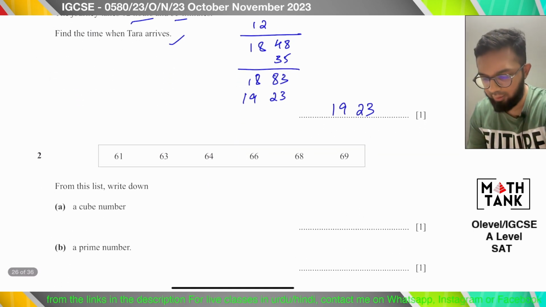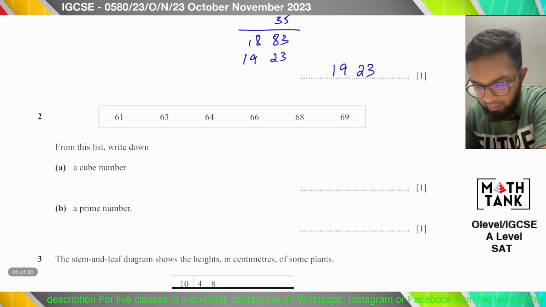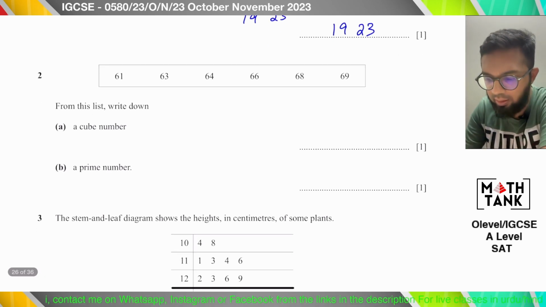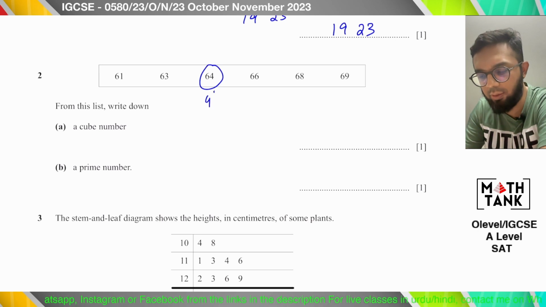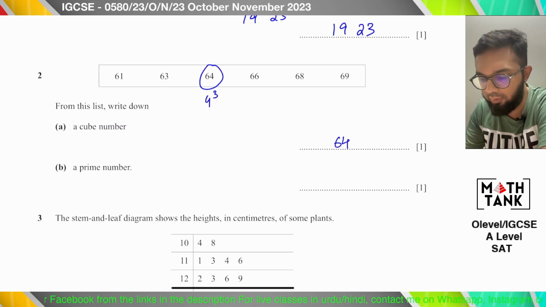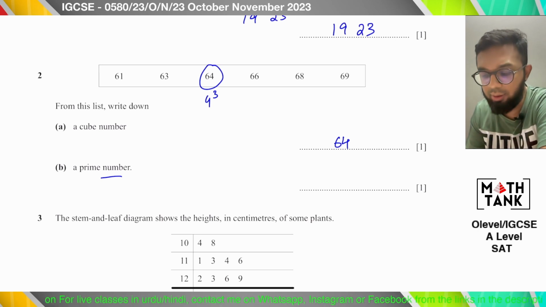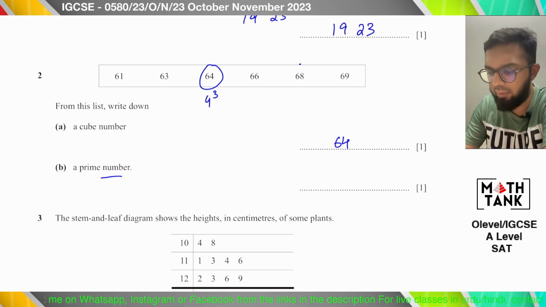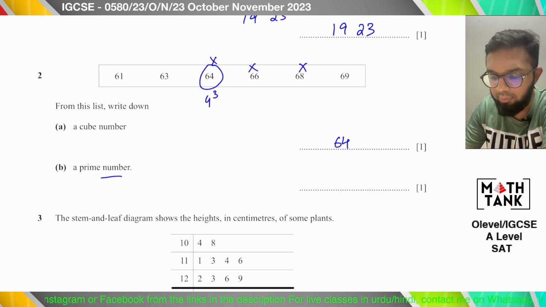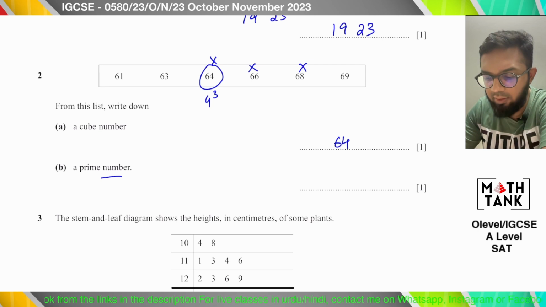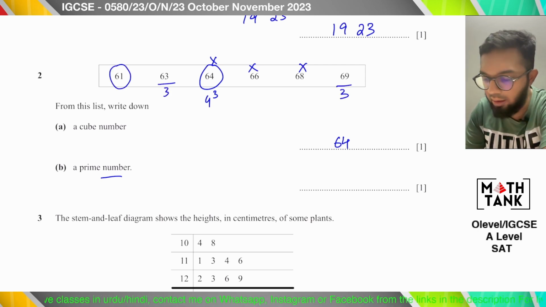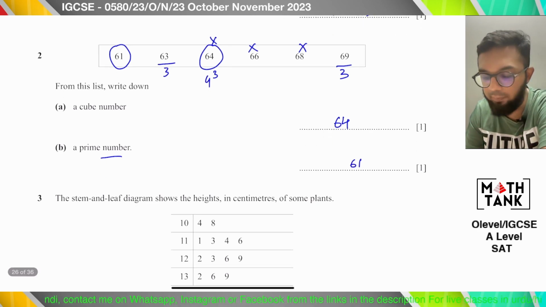Okay, so then from this list, write down a cube number. So cube numbers are perfect cubes. So 64 is the cube of 4. So 64 is a cube number. A prime number has only two factors, one and the number itself. Even numbers are not prime numbers except 2. I can obviously see that these 2 cannot be prime numbers. These 3 cannot be prime numbers. Regarding 63, it's divisible by 3. 69 is also divisible by 3. So 61 should be the prime number that I'm looking for.